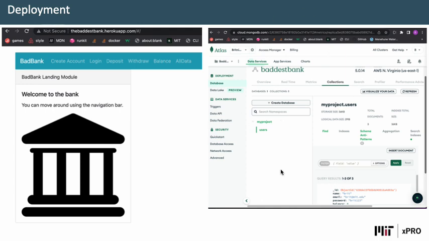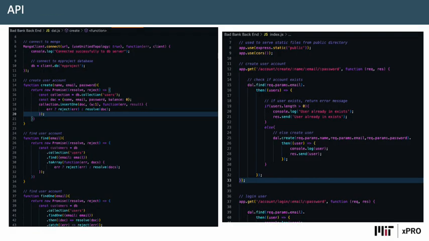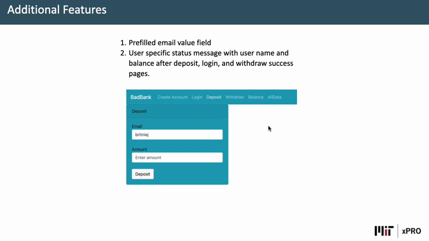MongoDB Atlas backend. And for additional features, one of them that I built was that of when a user was already logged in, they would already have their email in the value place of the deposit, balance, and withdrawal pages.